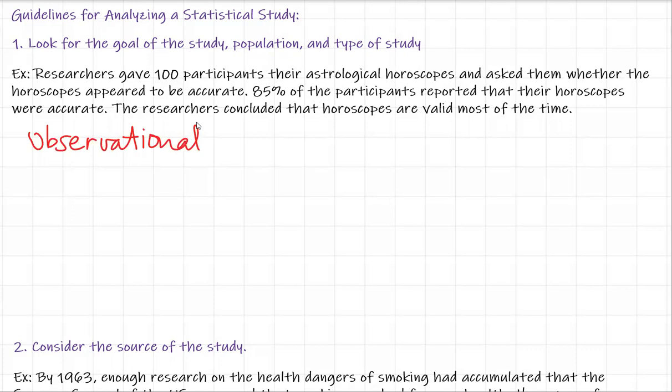Okay, if this were a clinical study, then what would need to happen is that one group receives horoscopes, and the other group either doesn't receive horoscopes or they receive a fake horoscope. Okay, so that's kind of why we can narrow this down to observational. But then that's the issue. How can we say that horoscopes are working and are valid if we're not comparing it to a control group? Okay, that's kind of the issue here.